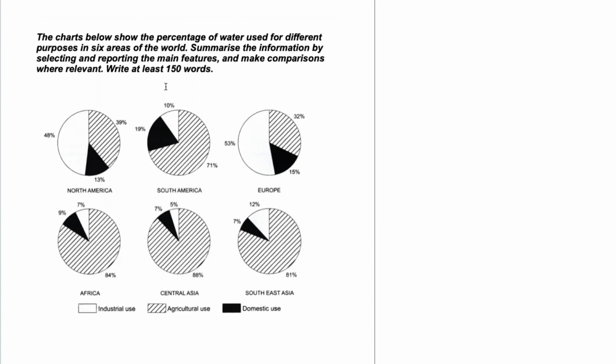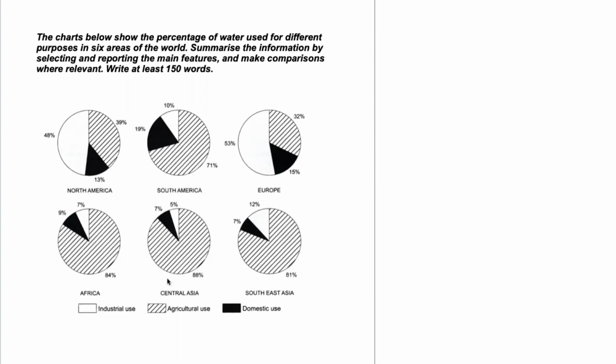Now you might be thinking, wow, there are 6 pie charts here. There's a lot of information, but you basically want to use the same ideas and the same organization methods that we used in our first example. It is different, but it is not that strange. So again, here we see our 6 areas of the world. We see industrial use, agricultural use, and domestic use.